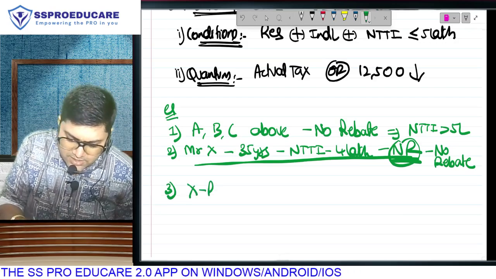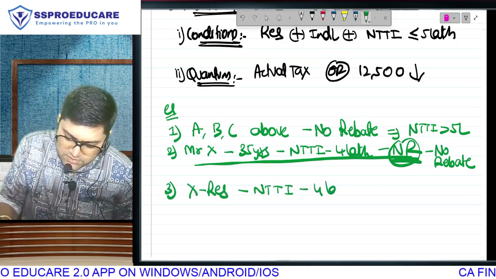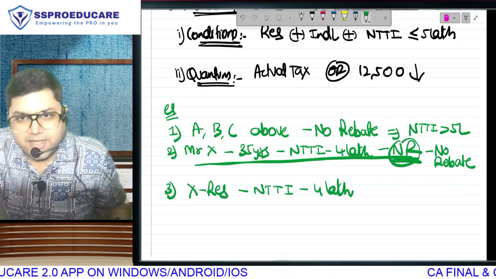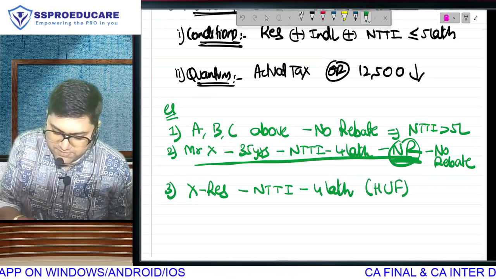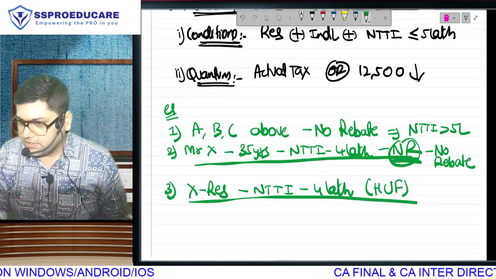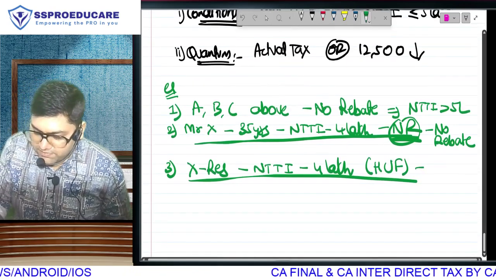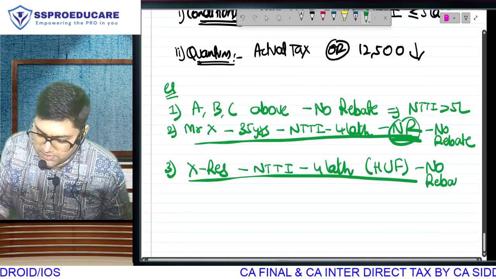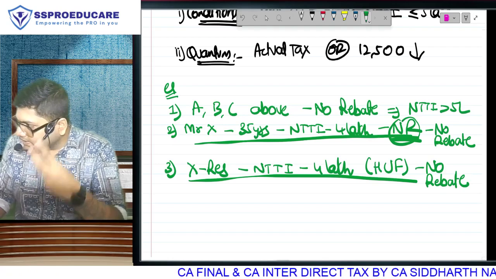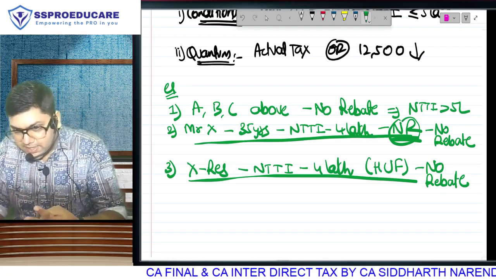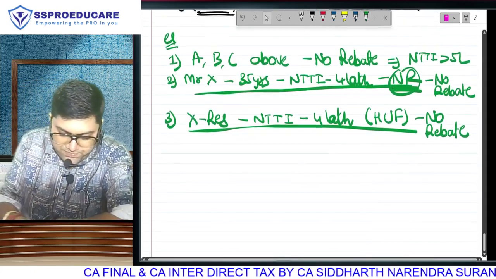X, a resident, has net taxable total income of 4 lakh. What did I say, bro? X, resident, NTTI 4 lakh, but this X is HUF. I have not said Mr. X, HUF. Resident, isn't it? No rebate. Why no rebate? Because rebate is available only to individuals. So if your income is more than 5 lakh, no rebate. If you are non-resident, no rebate. If you are other than individual, no rebate. It has to be resident, individual, income up to 5 lakh. Okay. Next example.